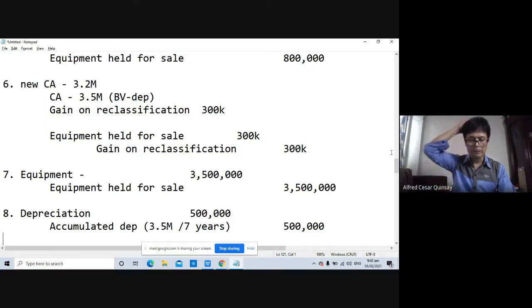Ayun. Okay, so paragraph 5 of PFRS number 5 provides that if the non-current asset is a disposal group classified as held for sale, the asset and liabilities of a group shall be presented separately and cannot be offset as a single amount. So, yan. So, ika-classify separately. Okay? So, in other words, the assets of the disposal group shall be described as non-current assets classified as held for sale, presented separately as a single amount under current assets.